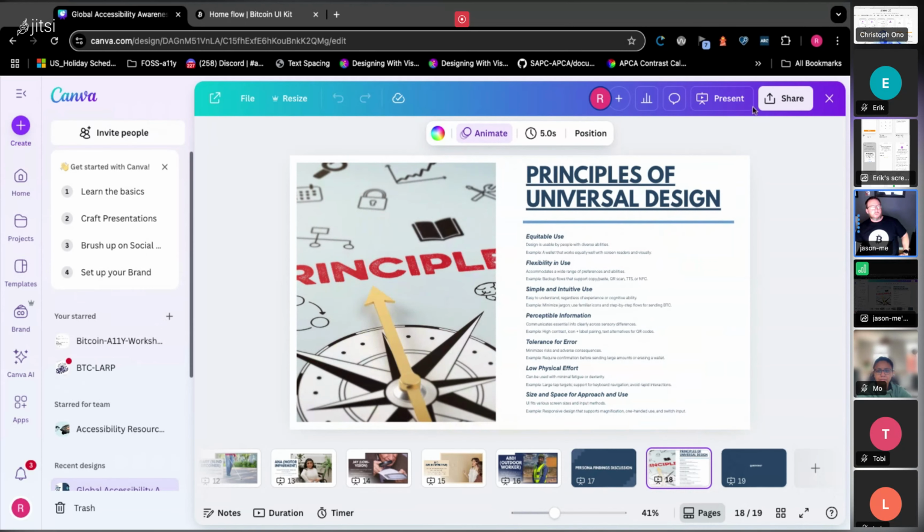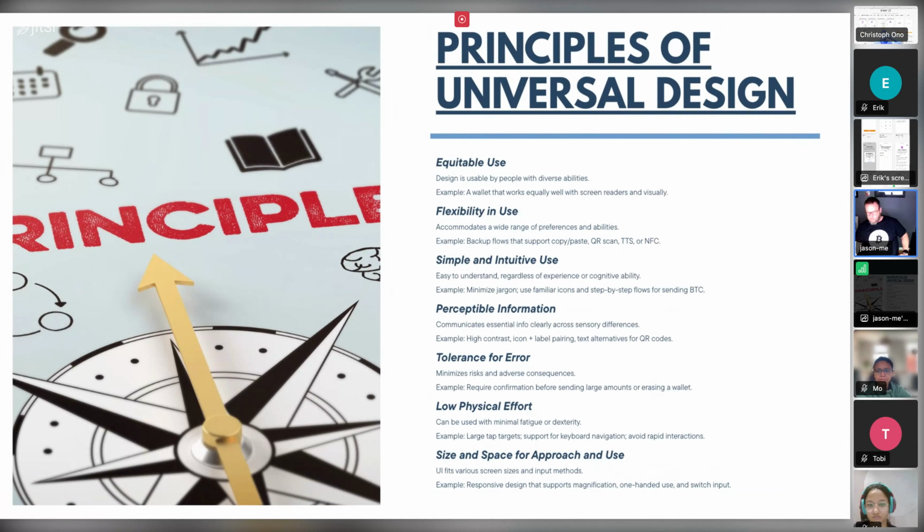But yeah, I just wanted to talk real quickly about the principles of universal design, and how these things go into making Bitcoin wallets accessible. So, equitable use: design is usable by people with diverse abilities. These 7 principles of universal design came up in the 90s, I think it was like 96 or 97.